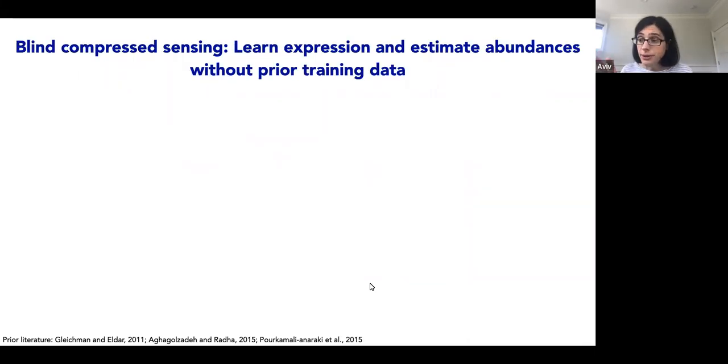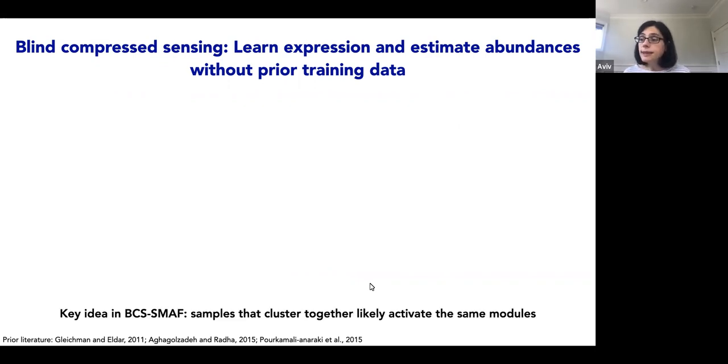Now we can ask if we can even decompress the compressed measurements without any training. That is, even if we have never seen a full profile. This is called blind compressed sensing, or BCS in the literature, and it requires us to make some assumptions. The assumptions that were made in other fields are not good for biology. So instead, we assumed that samples that group together based on compressed measurements are likely to use similar active modules, even if we don't know what the modules are.